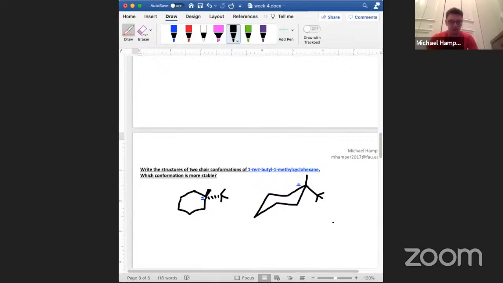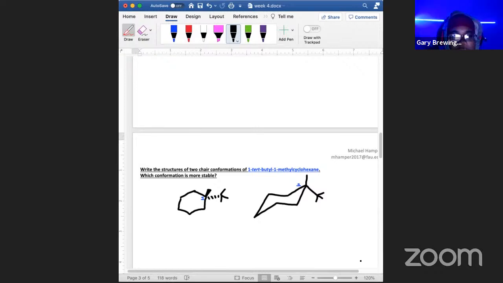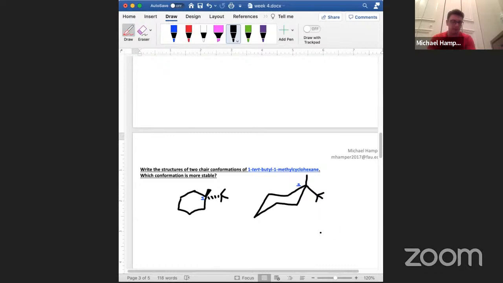You are right, Eric, that the preferred conformation with regard to stability will always be the thing that takes up more space being in the equatorial position. Go ahead, Gary. I was going to ask, would it be the same case if it was an ethyl compared to a tert-butyl? Yeah, an ethyl takes up more space than a methyl.